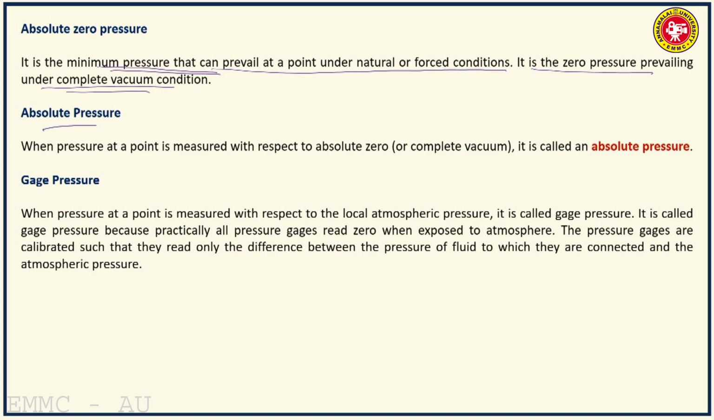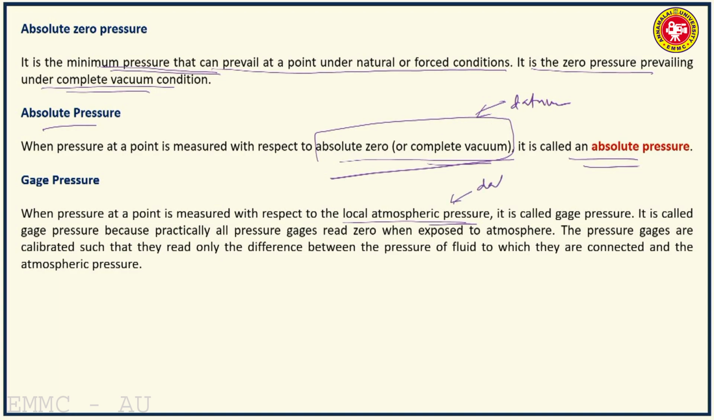Then absolute pressure. What is absolute pressure? When pressure at a point is measured with respect to absolute zero or complete vacuum as the datum, it is called absolute pressure. So absolute vacuum is considered as the datum. What is gauge pressure? When pressure at a point is measured with respect to the local atmospheric pressure as the datum, it is called gauge pressure.